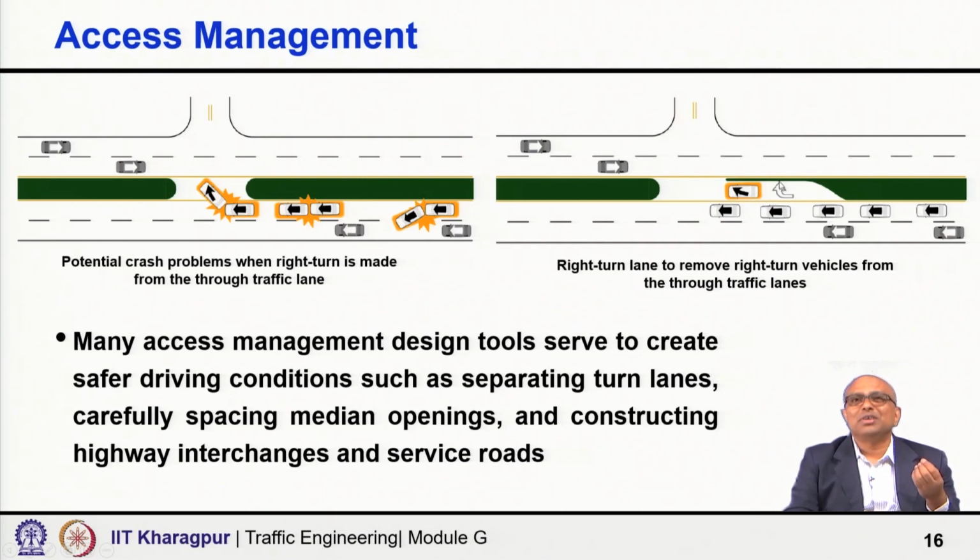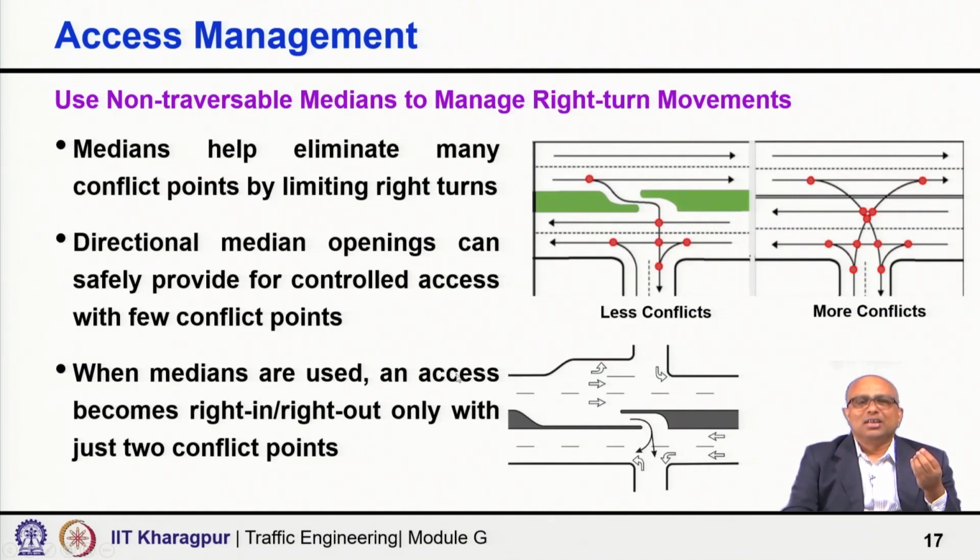Now, once you have an arrangement like this, very smooth, the through traffic lanes are left for the through movement only, with no capacity impact and no major safety issues. So, everything is better. Many access management design tools serve to create safer driving conditions, such as separating turn lanes, carefully spacing median openings, and constructing highway interchanges and surface roads.